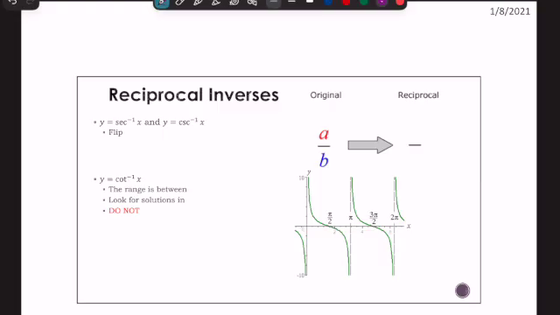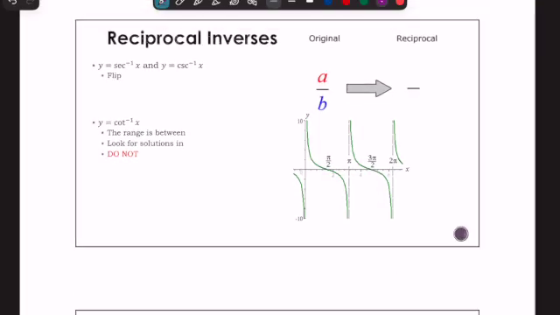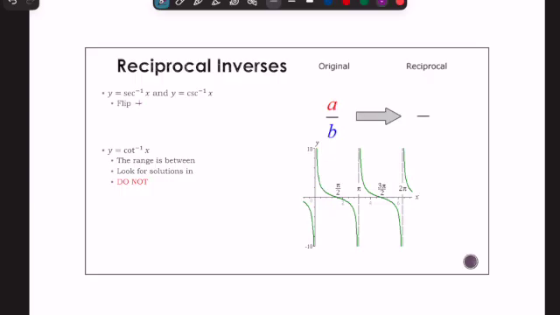So essentially with secant and cosecant, we're just going to flip the argument. Remember this part here, that's the argument.